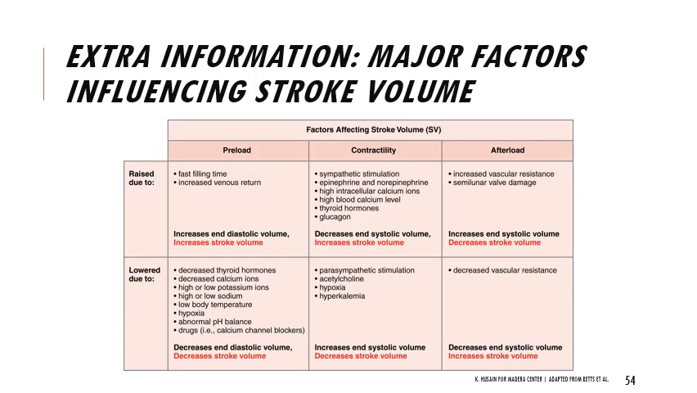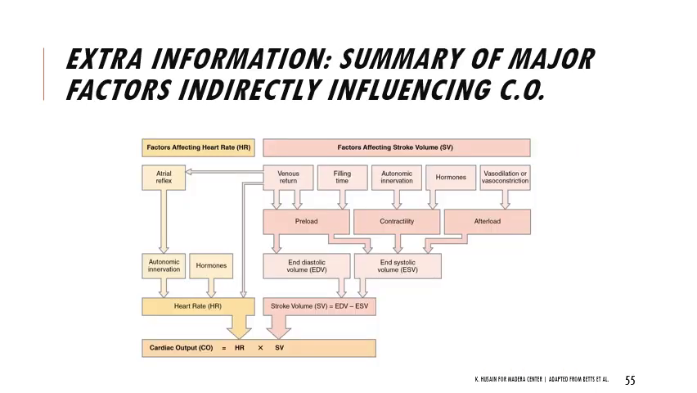All right, so this is a lot of extra information. These are just all the major factors that we just talked about, preload, contractility, and afterload that affect stroke volume. So a little bit more information there, and then kind of how this all relates together with cardiac output.